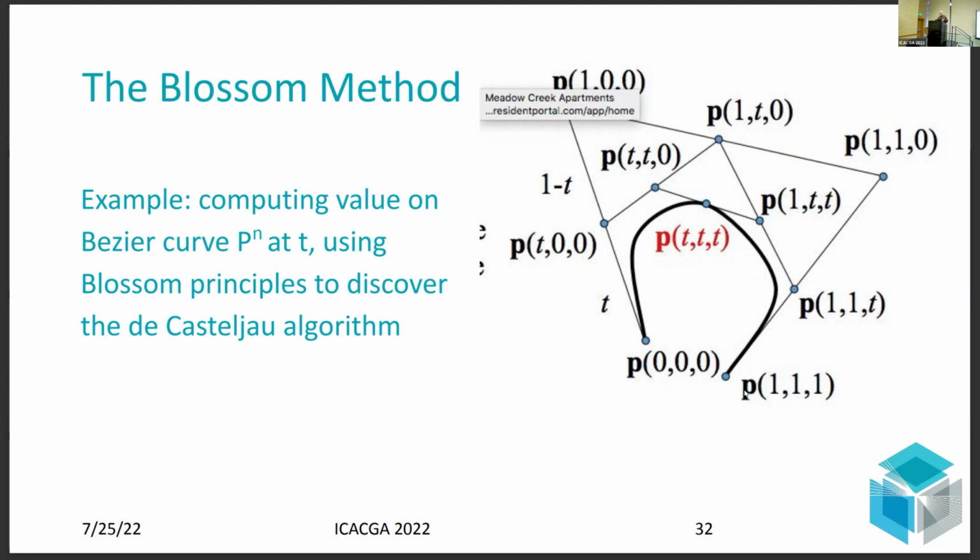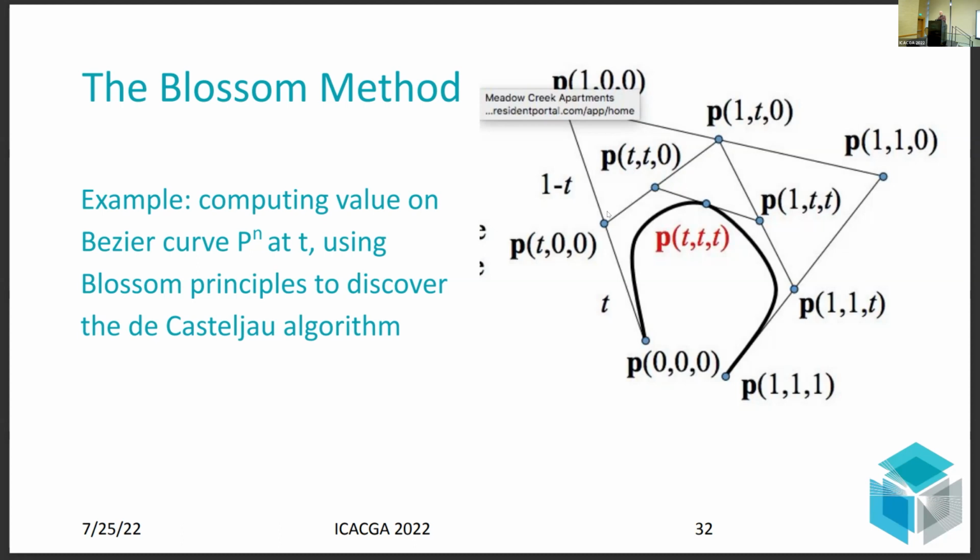How do I go from P(1,1,1) and P(1,1,0) and find P(1,1,T)? Well, that's an affine distance. Depending on what T is, if T is 1/2, it's going to be 1/2 of the way. This is that multi-affine property. So that's how I find P(1,1,T).